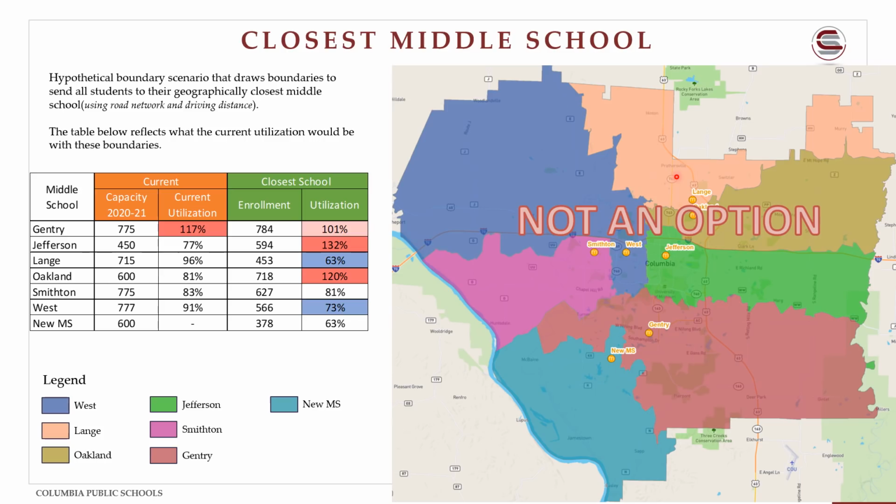Again, this is just an illustration. It's not an option. This chart shows us our comparison of our current utilization versus the projected utilization. Gentry would be at 101%, Jefferson at 132%, Lang 63%, Oakland 120%, Smithton 81%, West 73%, and the new middle school would be 63%. Again, this just shows what it would look like and the imbalance that we would have if everybody attended his or her closest geographic school.